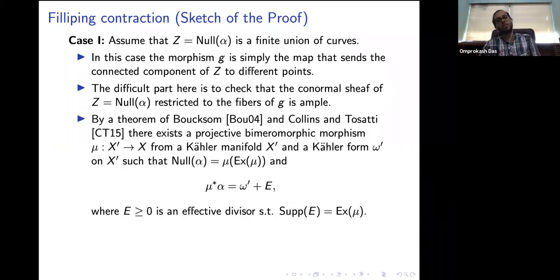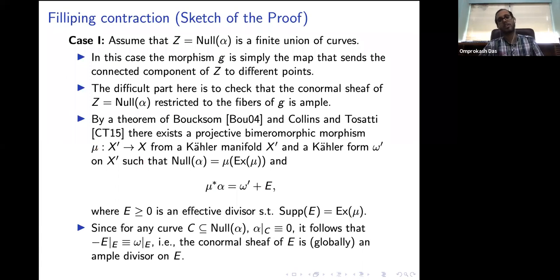In order to do that, we go to a higher resolution of X. By the theorem of Boucksom and Collins-Tosatti, there exists a projective bimeromorphic morphism mu from a Kahler manifold X prime, basically a resolution of singularities, to X, such that the null locus of alpha, remember alpha is on X, becomes the image of the exceptional locus of mu. In other words, by simply blowing up the null locus, you can go to a Kahler manifold. The pullback of alpha, which was a nef and big class, becomes a Kahler class omega prime plus an exceptional divisor E. This exceptional divisor is effective, and its support is the entire exceptional locus.